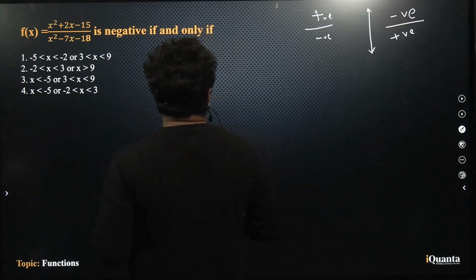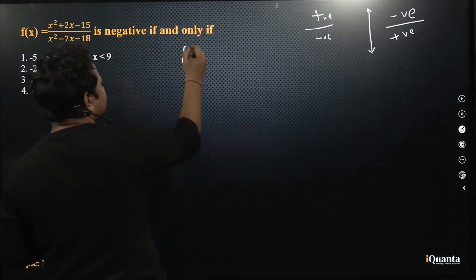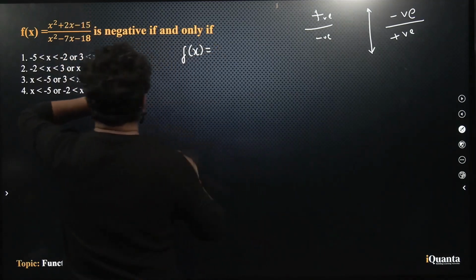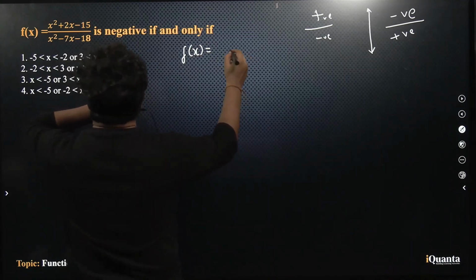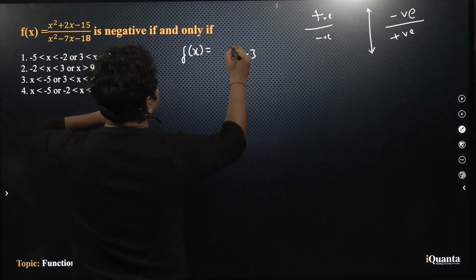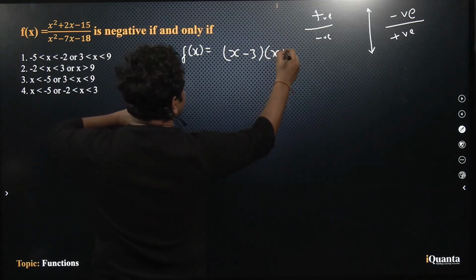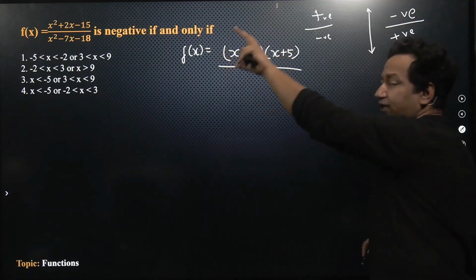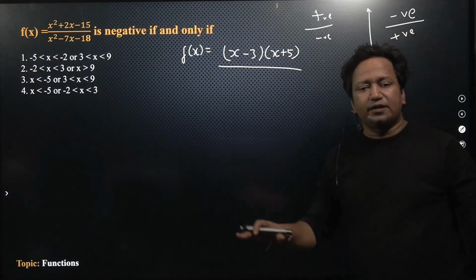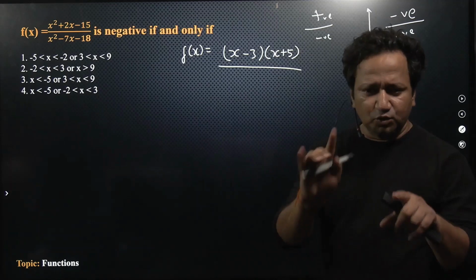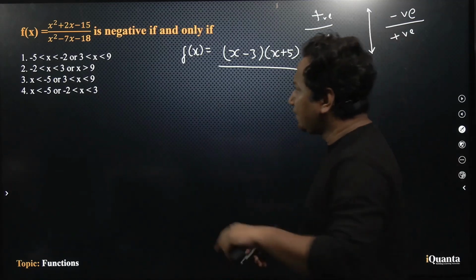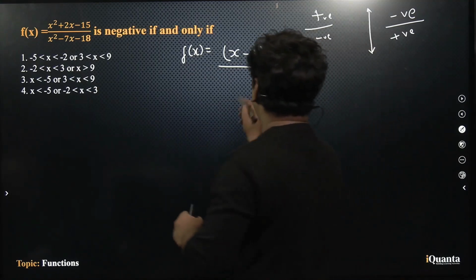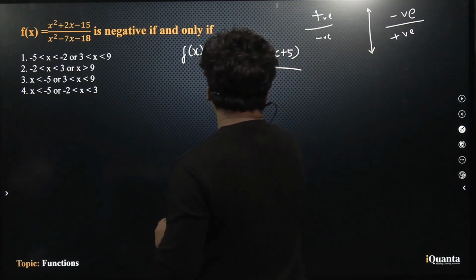First of all, I can factorize f(x) as this. The numerator factors will be (x minus 3) multiplied by (x plus 5). These will be the factors of the expression in the numerator. Now coming to the denominator, we have x squared minus 7x minus 18. We can see 2 and 9. Here we have minus, of course, one will be positive, one will be negative. This will be equal to (x plus 2) multiplied by (x minus 9), isn't it?